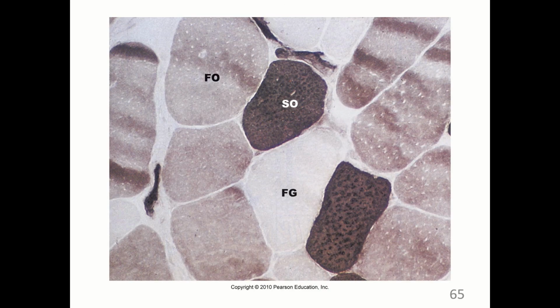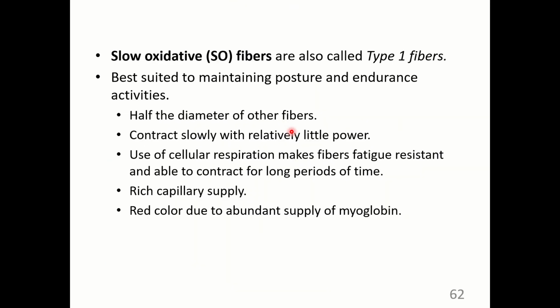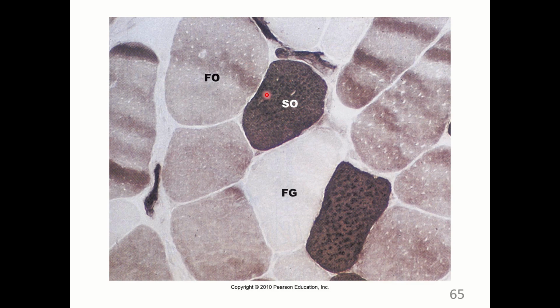This illustration shows the three different types of muscle fibers. The type 1 fibers, or slow oxidative fibers, are red in color due to their large capillary supply, and thus they are also fatigue resistant and have a high endurance.